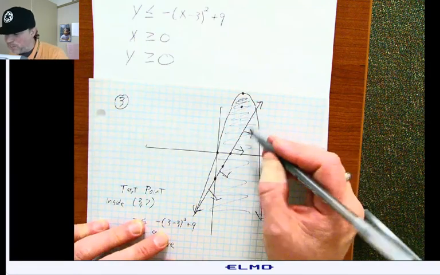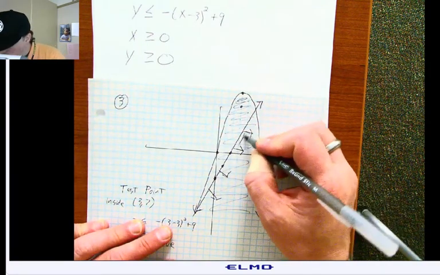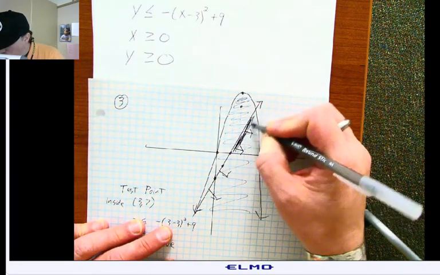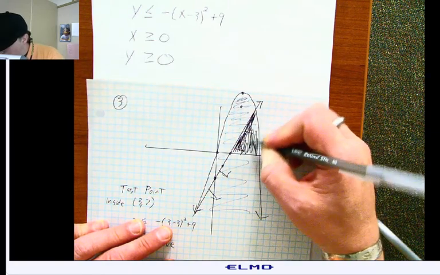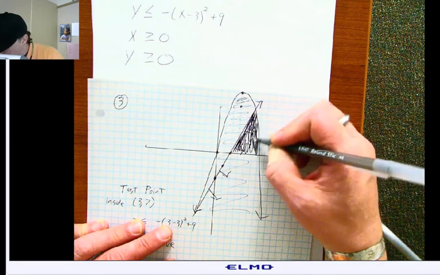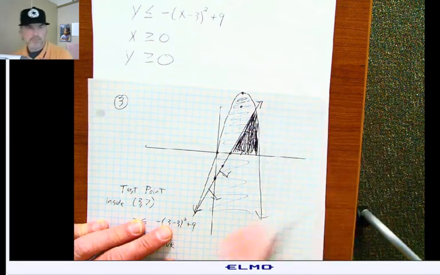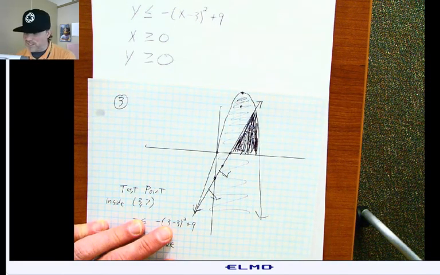It's inside the parabola, yet below the line. So my solution area is all this stuff here. And that's my advanced example.